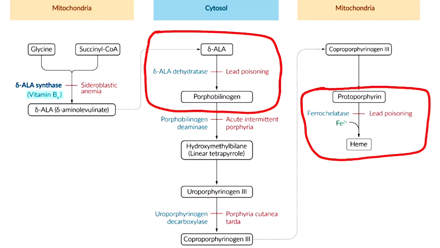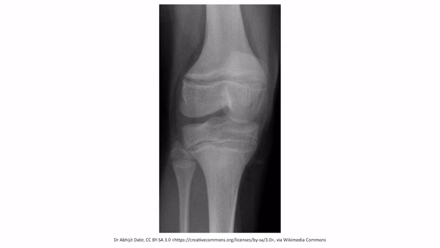Here's an X-ray of a knee joint to help illustrate deposition of lead in the skeletal system. By way of orientation, here's the femur, the tibia, and the fibula. Note the dense white line traversing horizontally across the metaphysis of the tibia, which formed as a result of lead deposition.